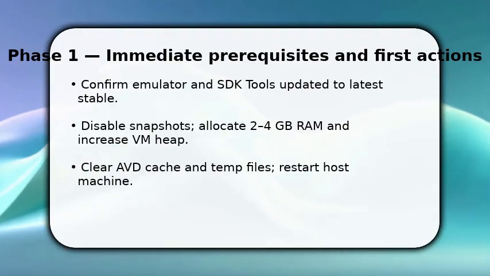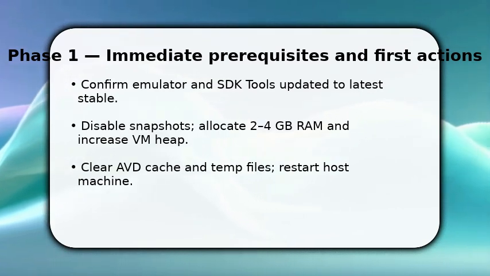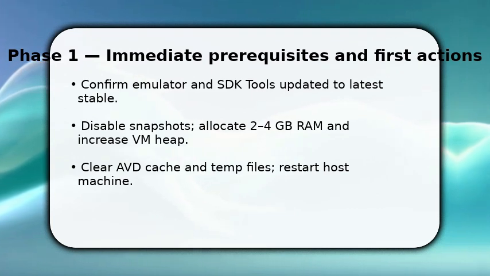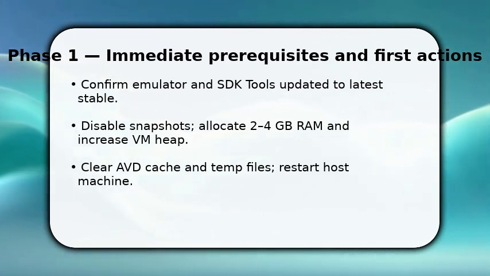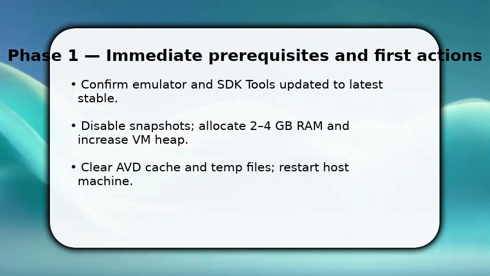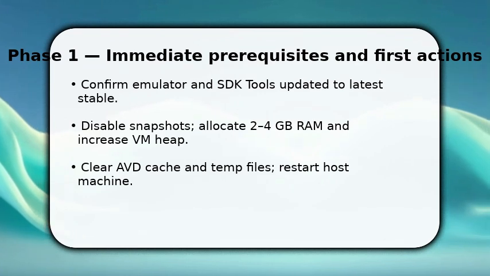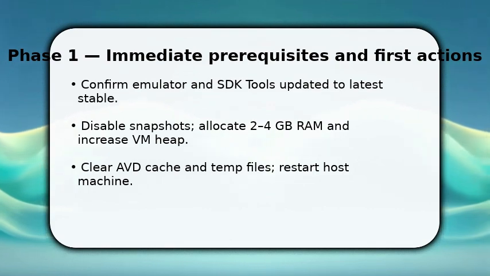You begin by stopping the emulator and taking direct control. This cuts background noise. First, update the emulator and SDK tools so you avoid old bugs. Then, disable snapshots and increase RAM to 24 GB because frozen states often stem from low memory. Once done, wipe the AVD cache and restart the host to free resources. These steps address the most common causes quickly, and they set a stable baseline for deeper fixes if freezing persists.